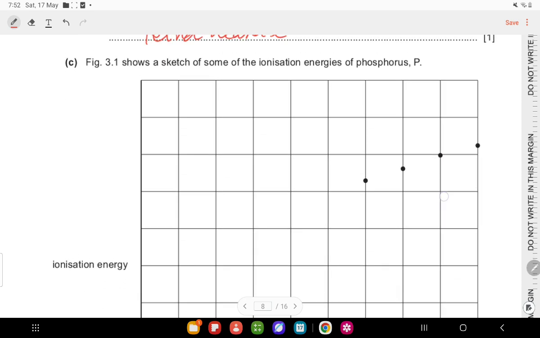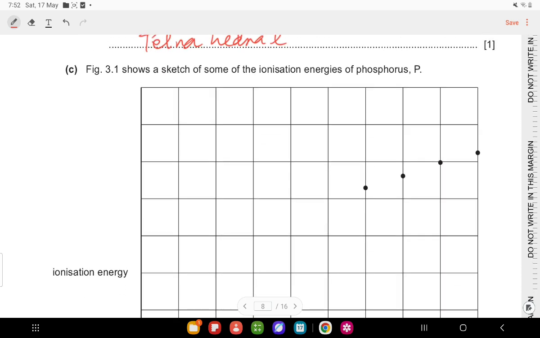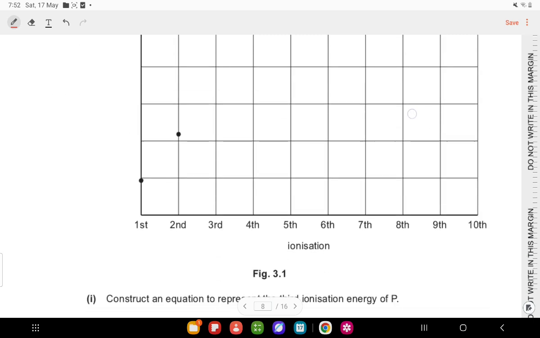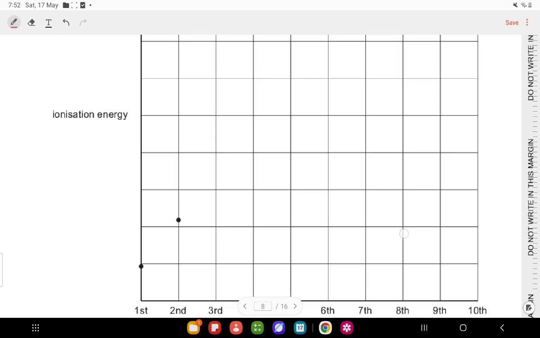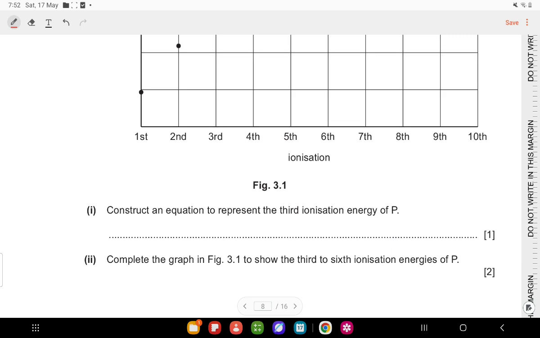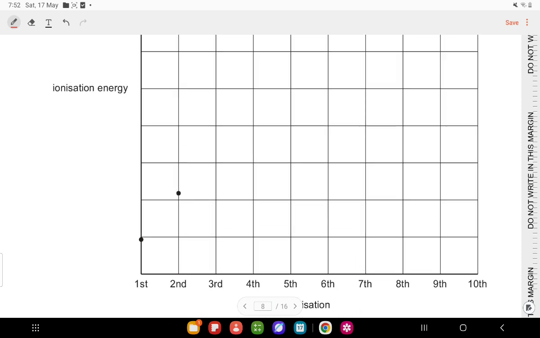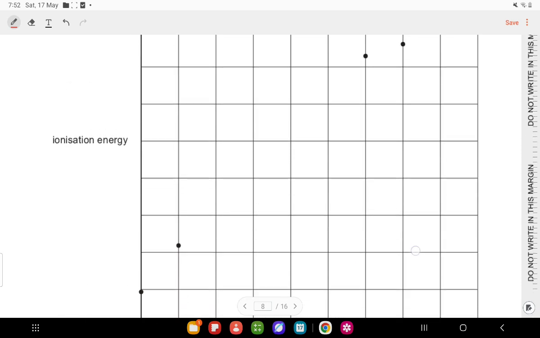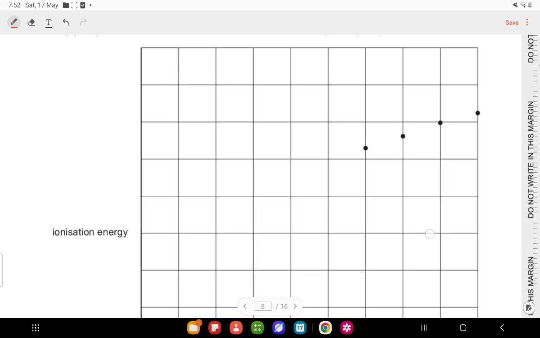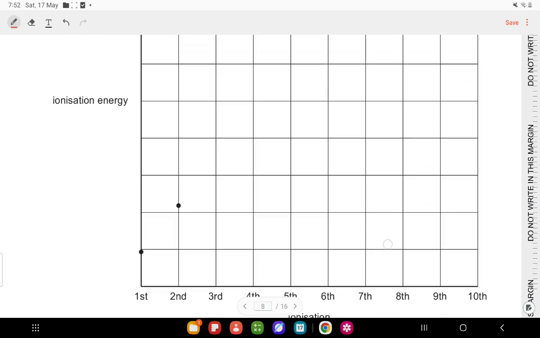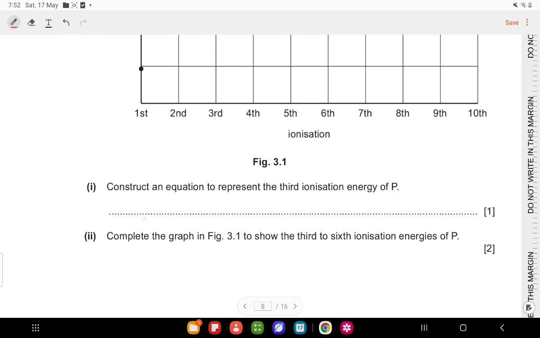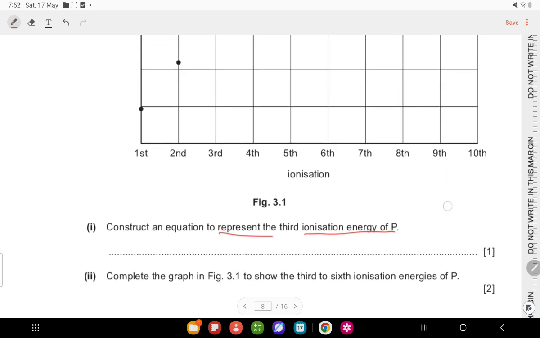This shows a sketch of some of the ionization energies of phosphorus, P. This is ionization energy. Represent the third ionization energy of phosphorus.